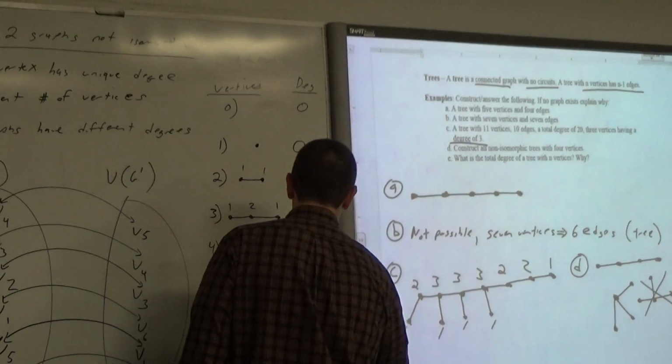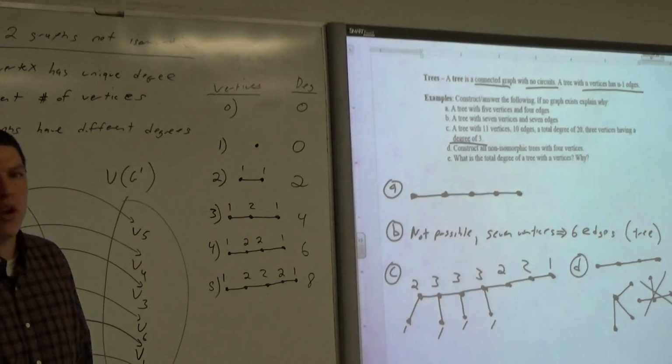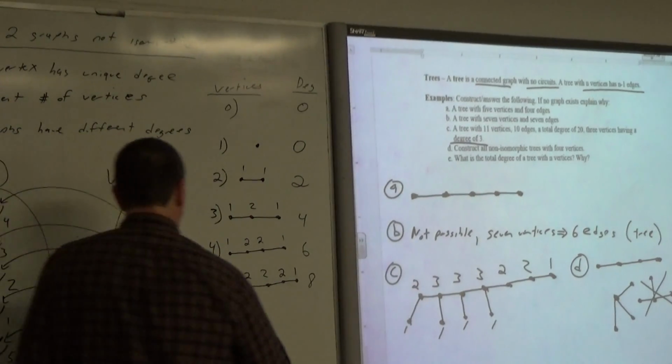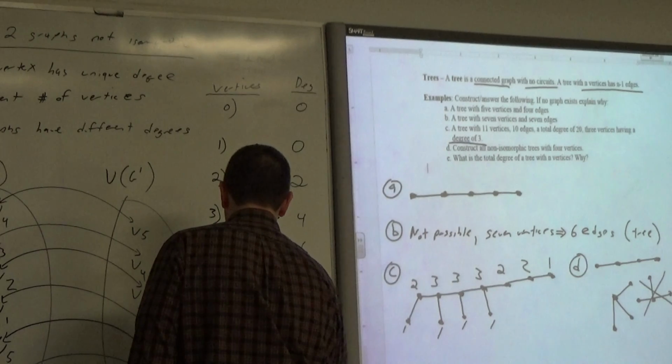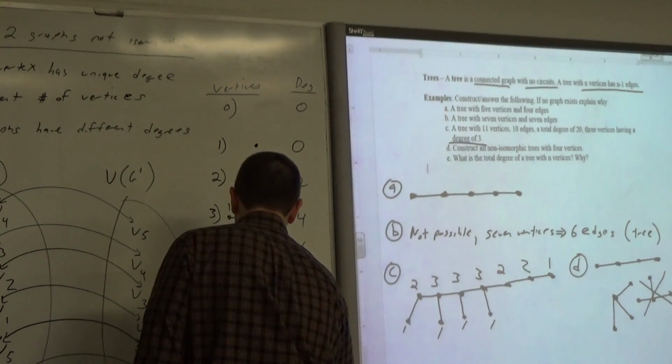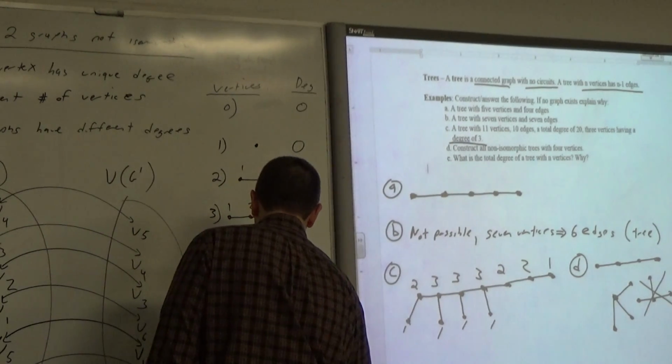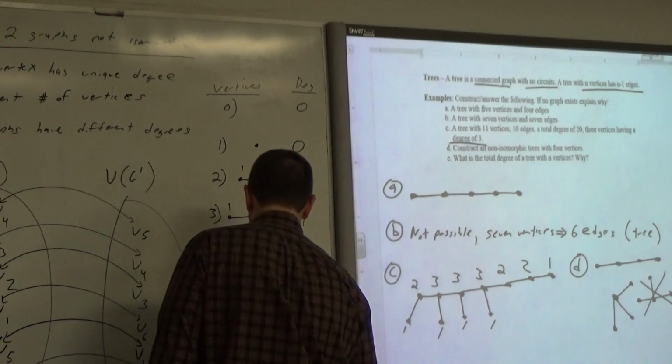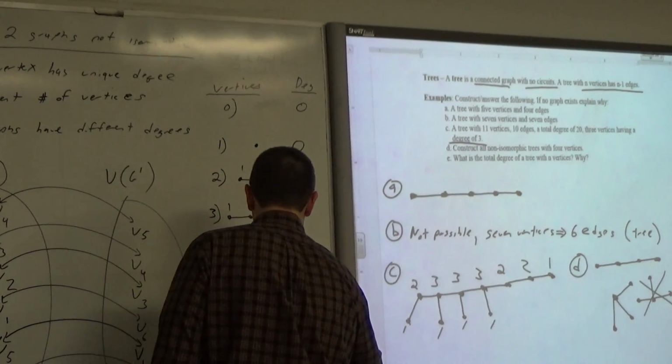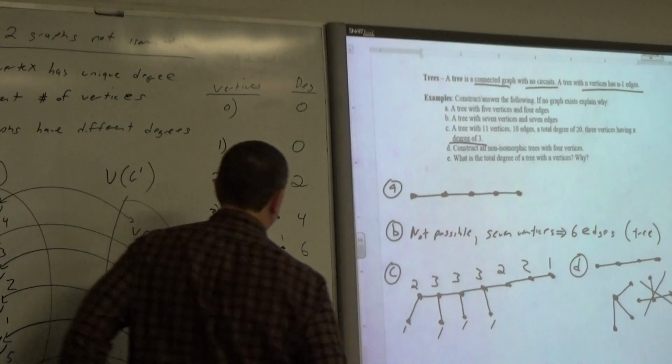8. We'll just do one more because I think most of you might be able to figure out what's going on with this. Okay. If I have 6 vertices, we have 1, 2, 2, 2, 2, 1, having degree 10.